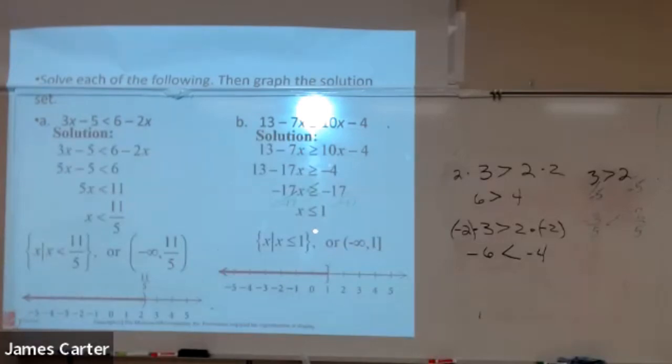So x is smaller than 1. That means the arrow is going to be going this way. Or equal. So we use a bracket to show equality or inclusiveness. And then the arrow going forever. Question?